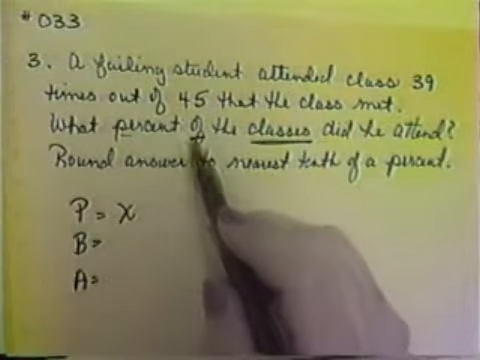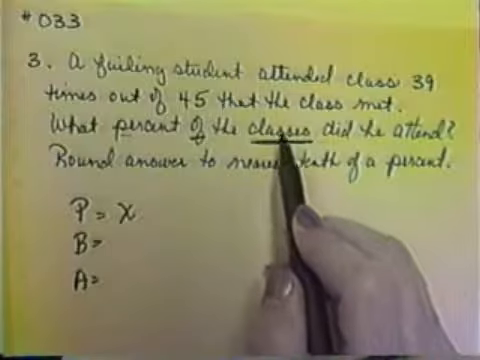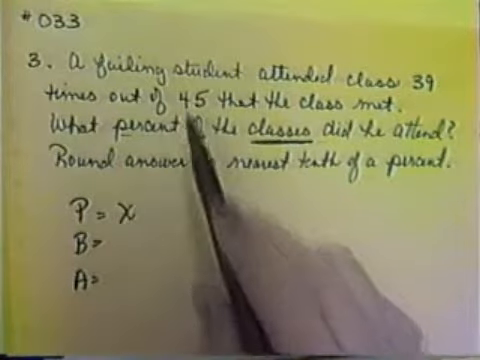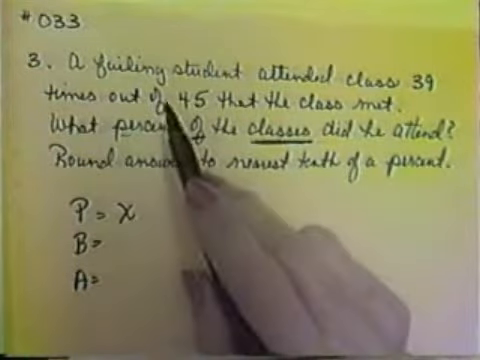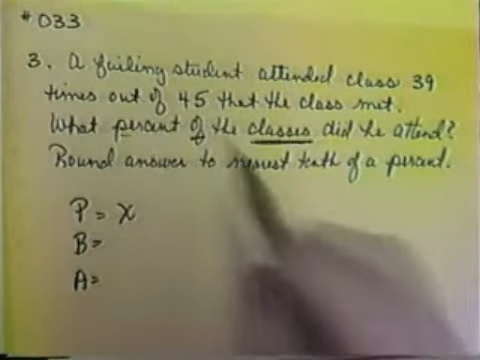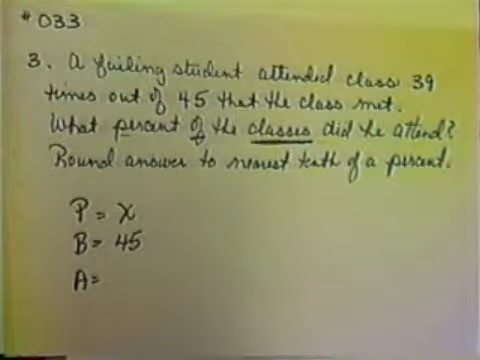So our base, the percent of what is our base? We want the percent of the classes. How many classes were there? Well, there's 45 classes. Notice 39 out of 45. So the base is 45. Remember, the base is always the original or the total amount, and 45 represents the total amount of classes that should have been attended. So 45 is going to be our base.